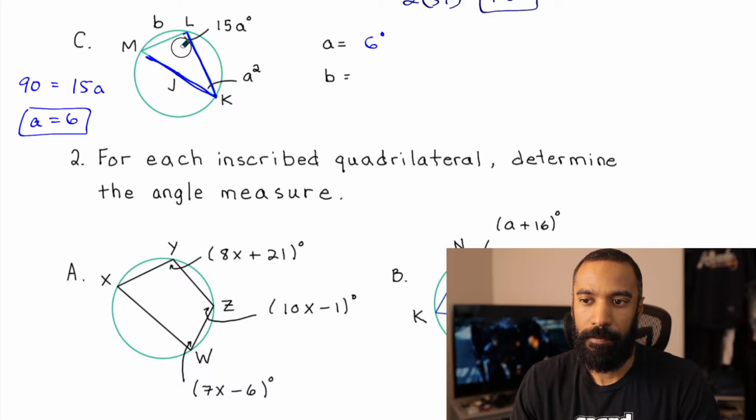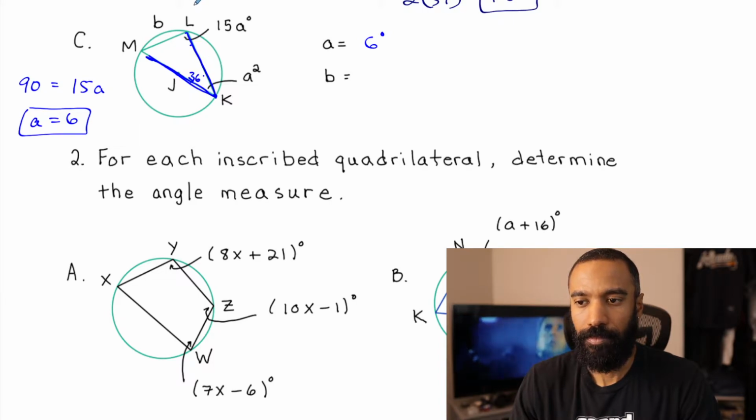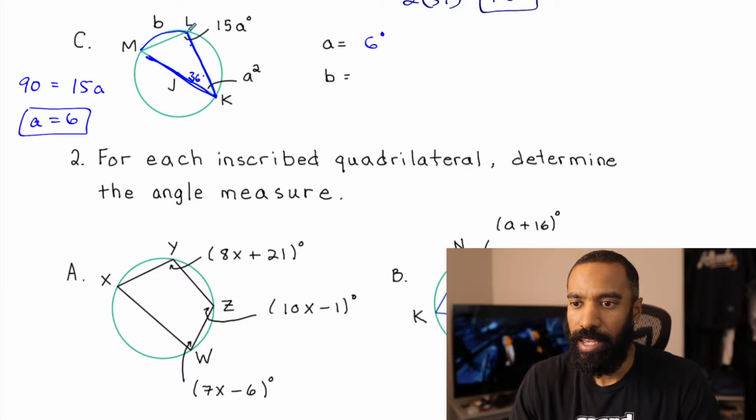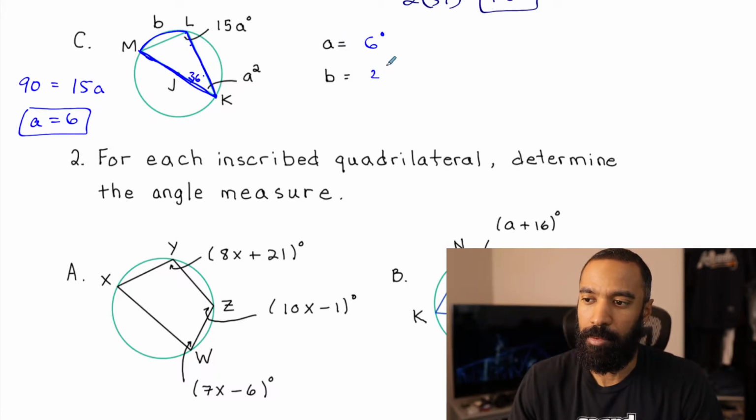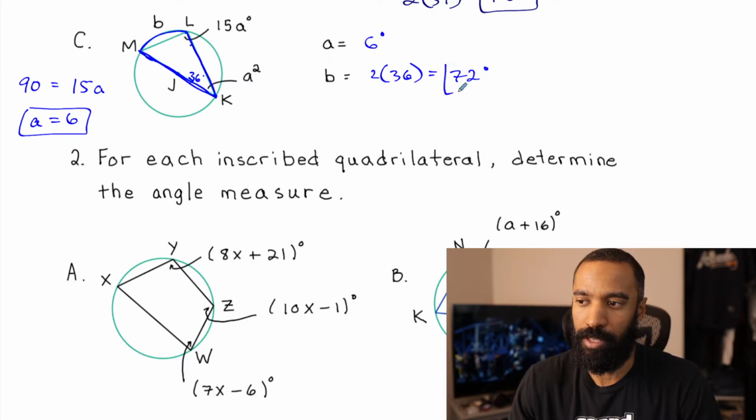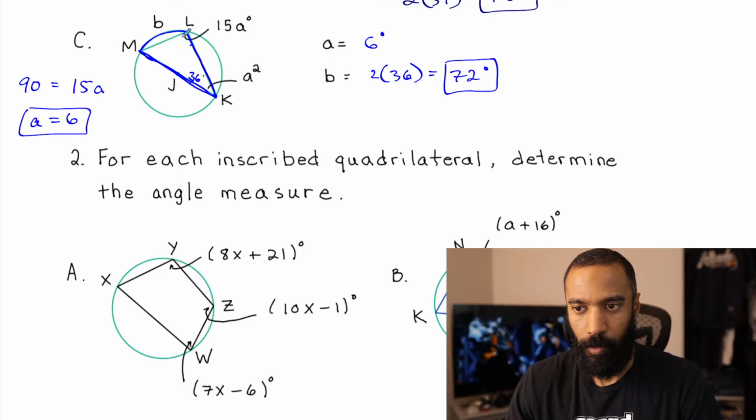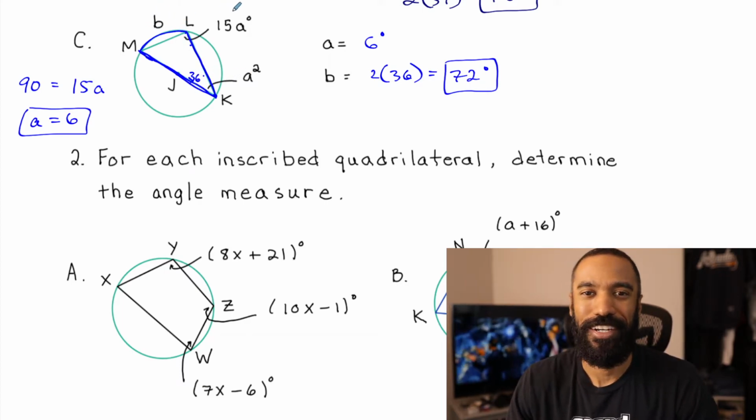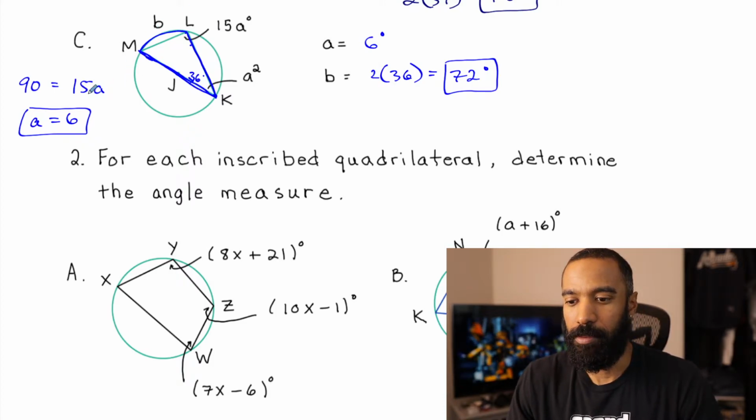So A squared, therefore, and why might I want to use A squared? Because I've got to find B. A squared is 36 degrees right here. Why is that important? Because B is the intercepted arc measure for that inscribed angle of 36. B is double the 36-degree measure, which is 72 degrees. And this time I really do have to put the degree symbol, because it doesn't have one there. So there it is. Those are some inscribed angle things.